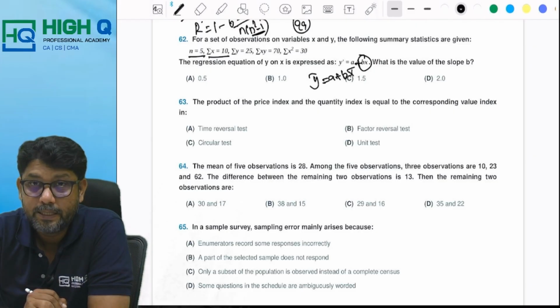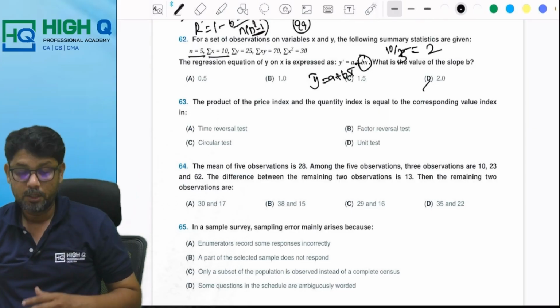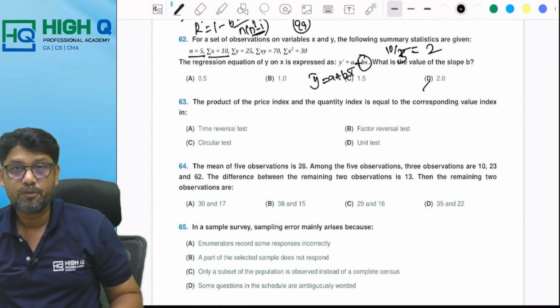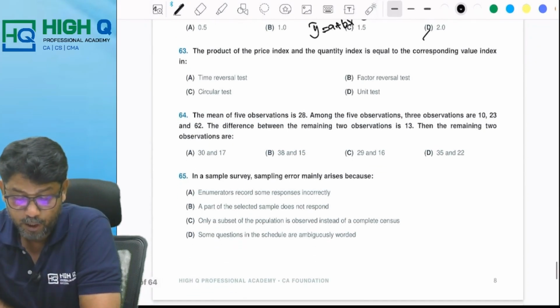Now look at this. What is x bar? Summation x by n, 10 by 5, which is equal to 2. Slope is equal to 2. Sir, don't we apply the byx formula and all? Nothing needed, my dear. Directly you can do it.